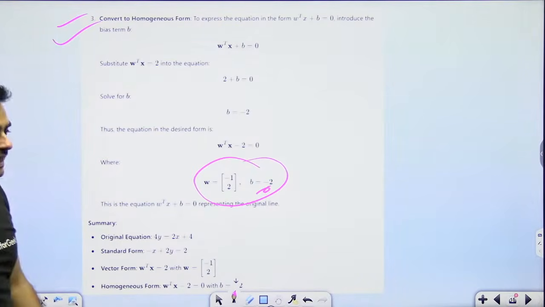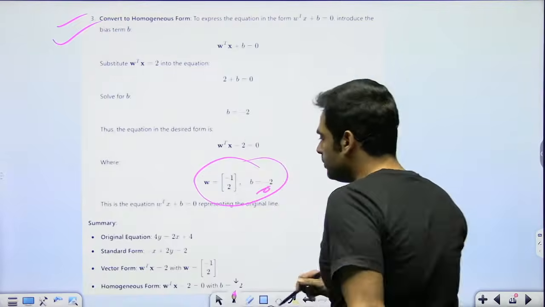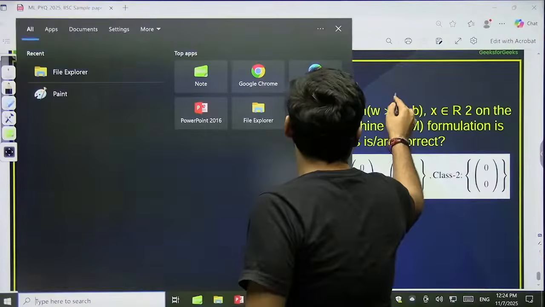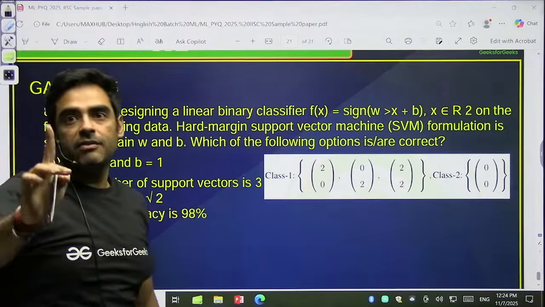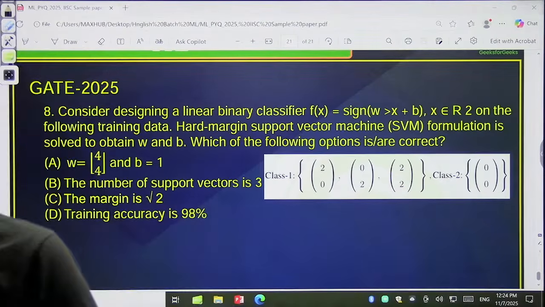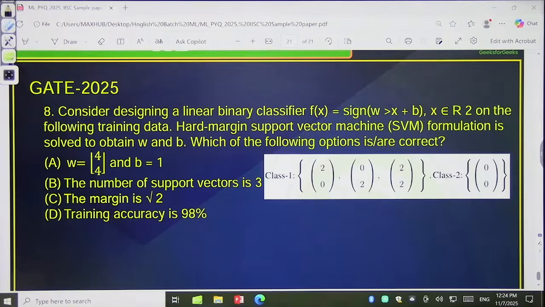Correct. Now just solve this question. This appeared in GATE 2025 for 2 marks. I want everyone to do this correctly in the first attempt. Please everyone do this.